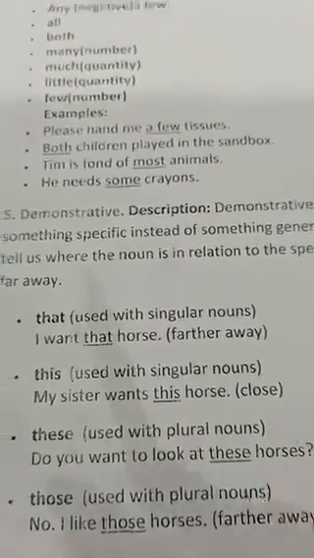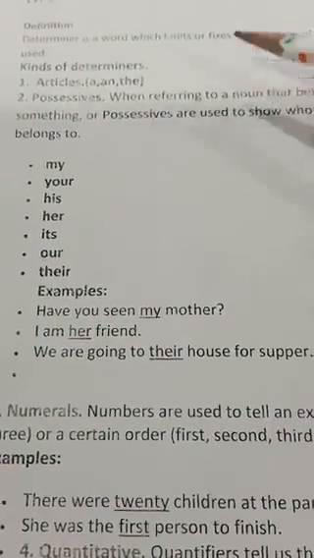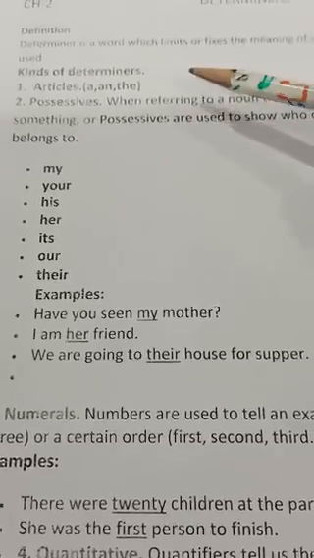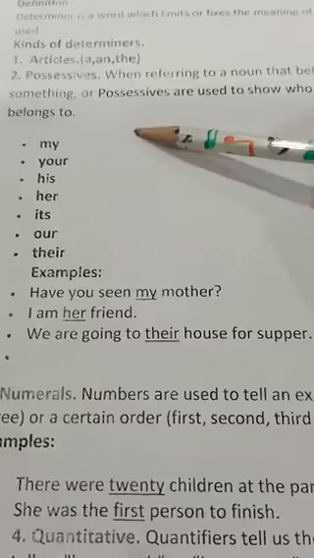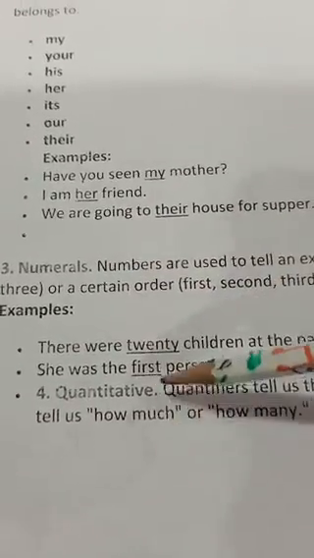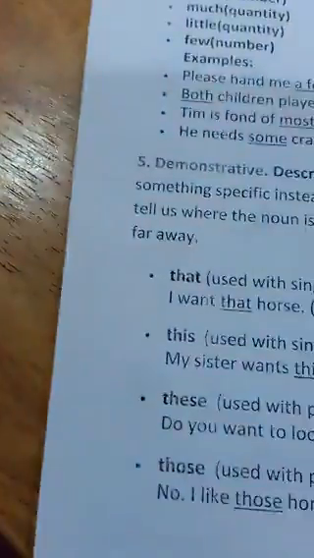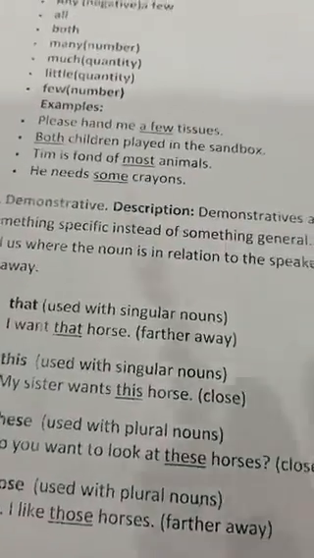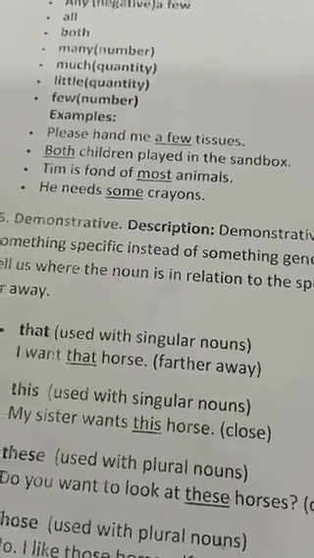Again I repeat the kinds of determiners. The first kind of determiner is article, next is possessive, third is numeral, fourth is quantitative, and fifth one is demonstrative. So this was all about your chapter on determiners. Thank you.